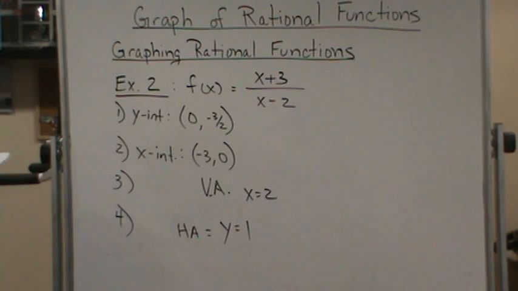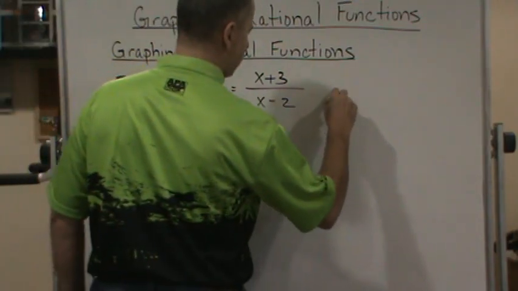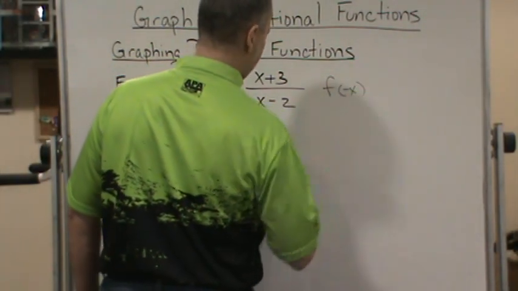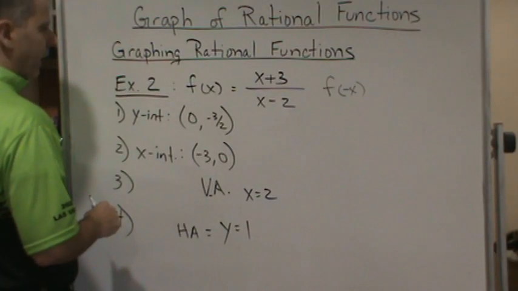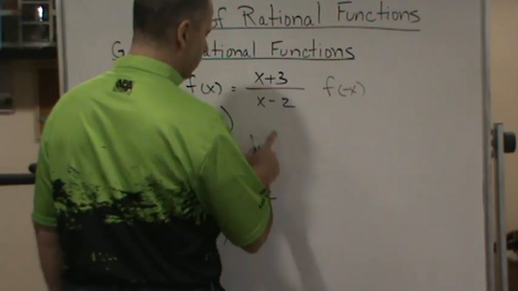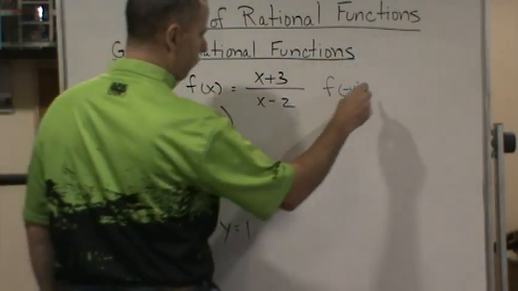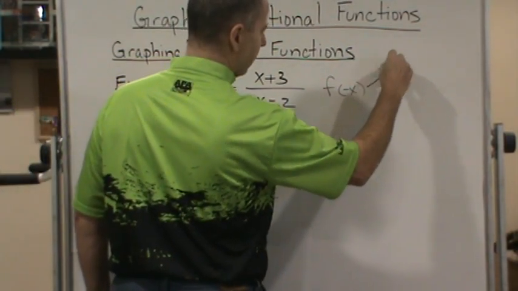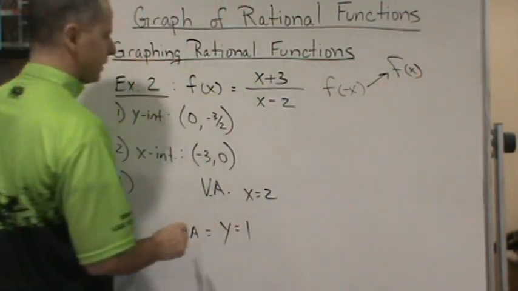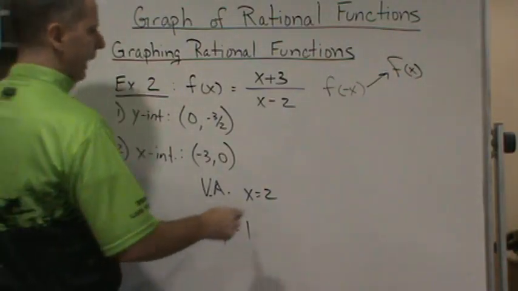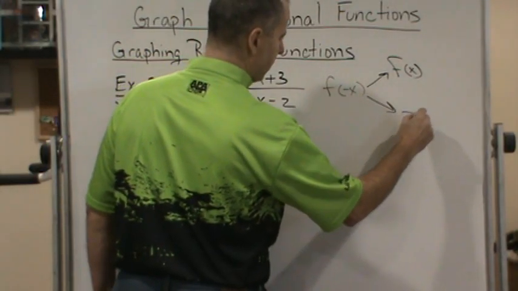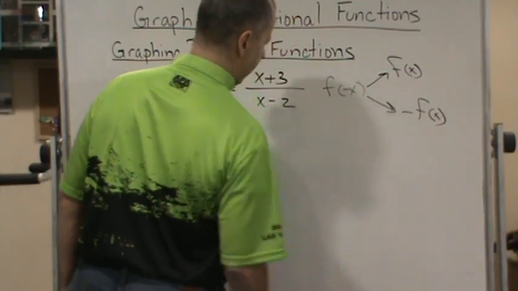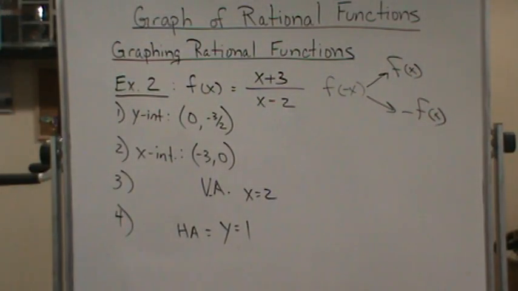We're done with that. Now, what about symmetry? Here, if we do f of -x, f of -x will not give us back f of x, and it's not going to give us negative f of x. So it does not give us any kind of symmetry. At least it's not even or odd.